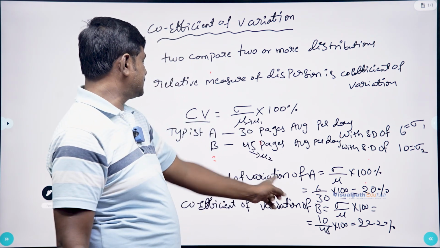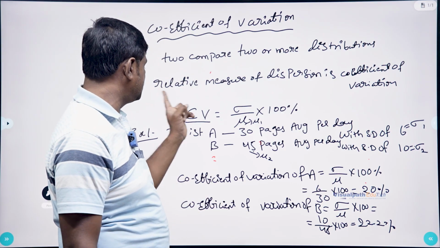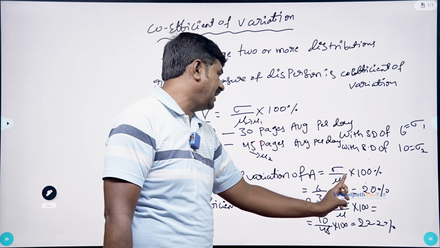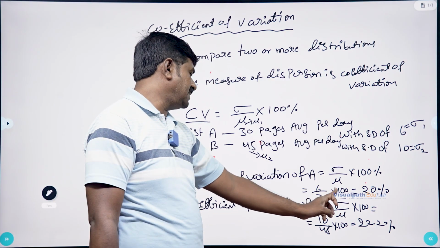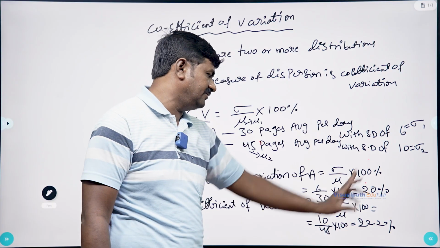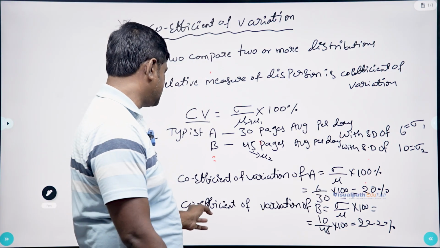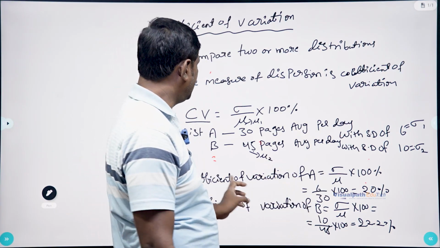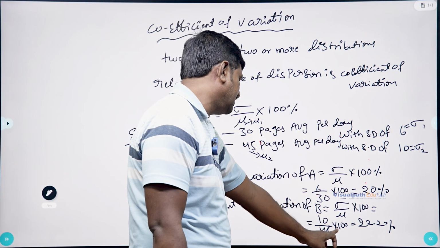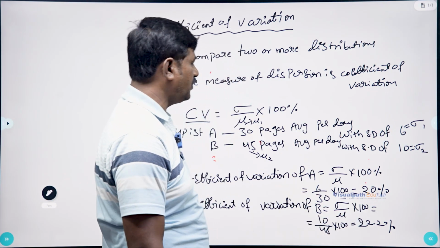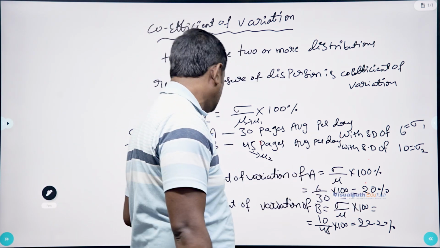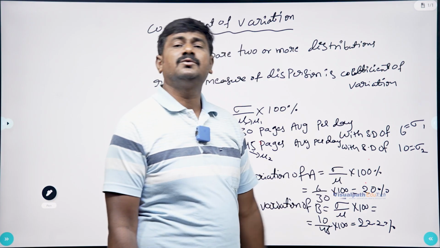First we calculate the coefficient of variation of A, that is sigma 6 by mu 30, 6 by 30 into 100%, which gives 20%. Next, the coefficient of variation of B is sigma by mu. Sigma is 10 and mu is 45, so 10 by 45 into 100% is 22.2%. So the coefficient of variation of A is 20% and that of B is 22%.